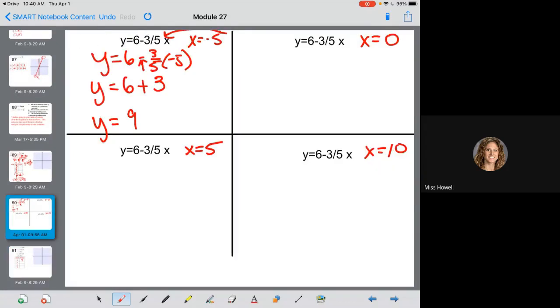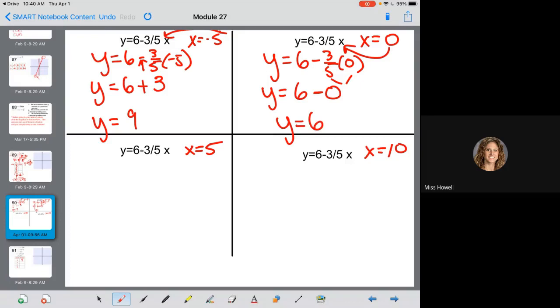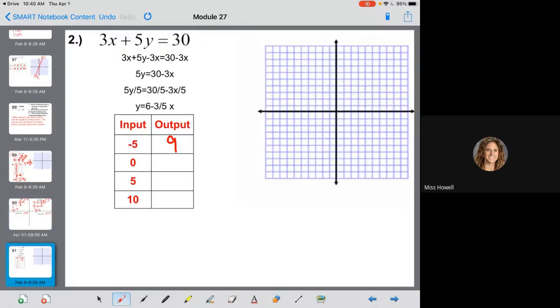All right, let's keep going. Let's put in our 0. Y equals 6 minus 3/5 times 0. -3/5 times 0 would just give us 0 still, and we end up with 6. So 0, 6 is a location on our line, or the y-intercept of this line is at 0, 6.